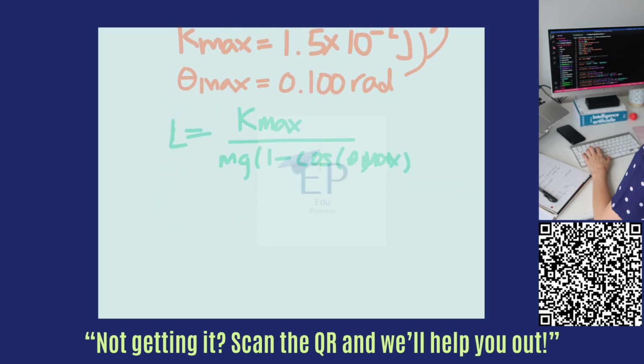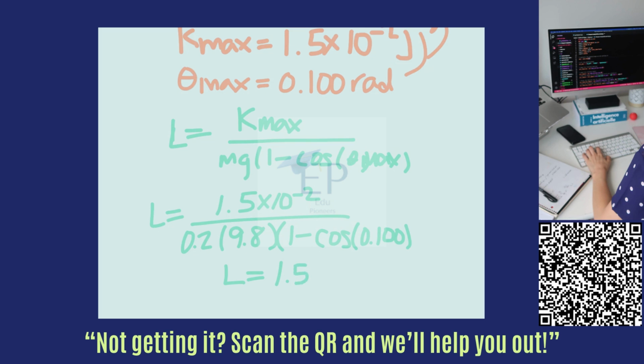And plugging our numbers in, we get L equals 1.5 times 10 to the negative 2 joules divided by 0.2 kilograms times 9.8 meters per second squared times 1 minus cosine of 0.100 rad, and that gives us a length for our bob. The string that our bob is attached to has a length of 1.532 meters.